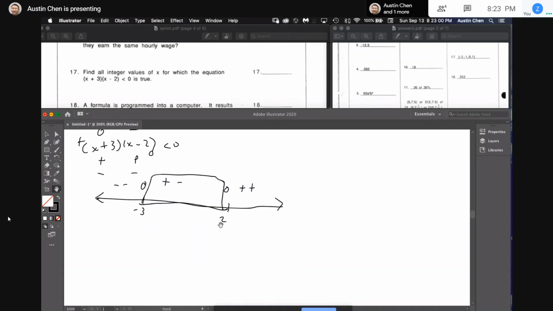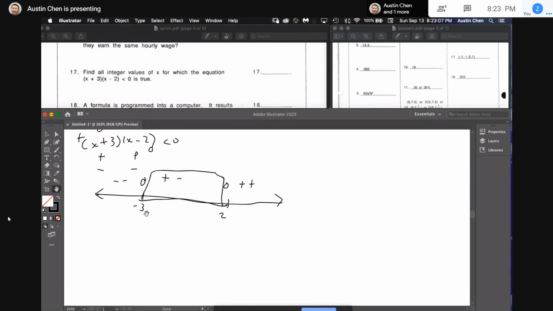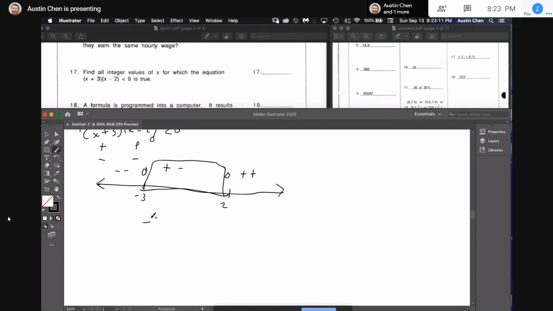Now, it can't be -3 and 2 because they equal 0, and we need it to be strictly less than 0. And then we're just looking for the integers between -3 and 2, non-inclusive. So that's going to be -2, -1, 0, 1. That's your answer.